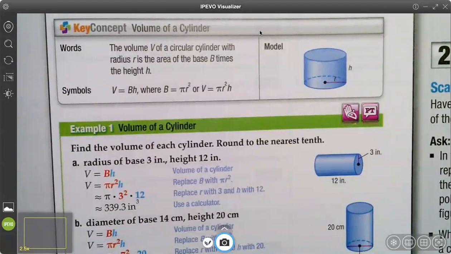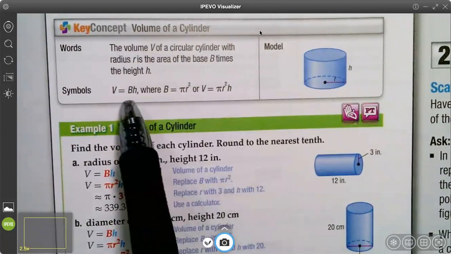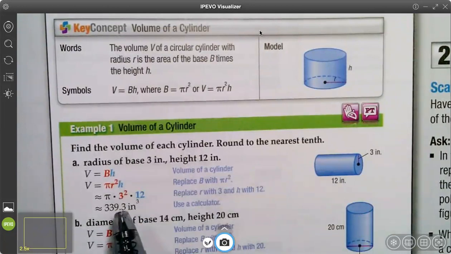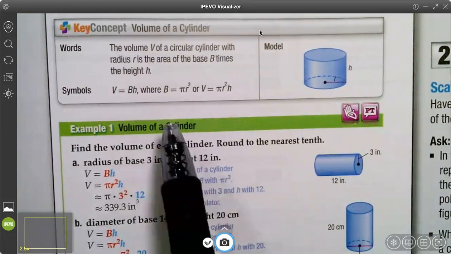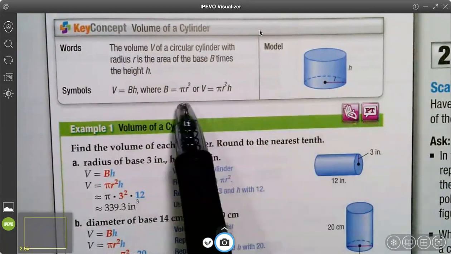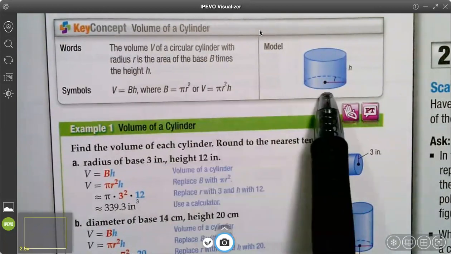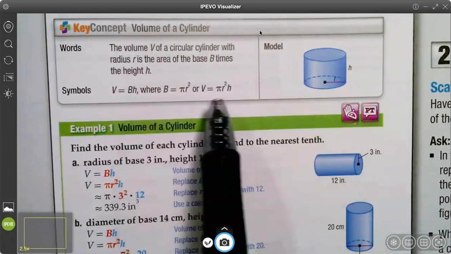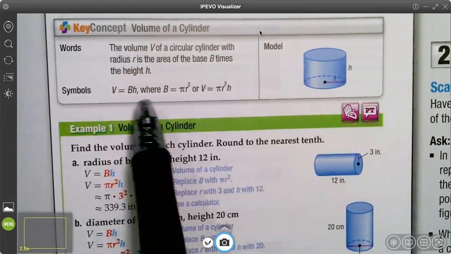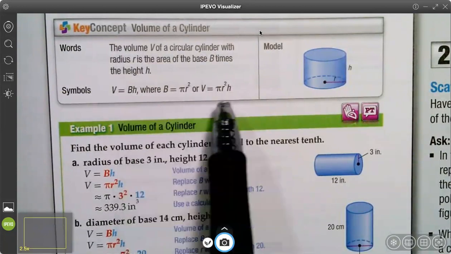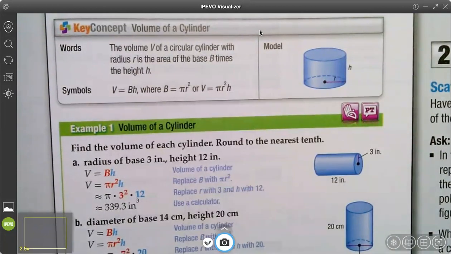Now let's find the volume of a cylinder where it does not tell you the base area. You have to figure it out for yourself. Big B is the area of the base. On a circle, to find the area of a circular base, the formula is pi r squared. So to find the volume, it's pi r squared times h, because big B becomes pi r squared, and you still have to multiply it by the height or depth of the prism.